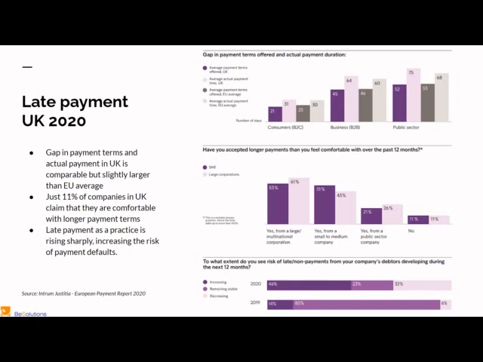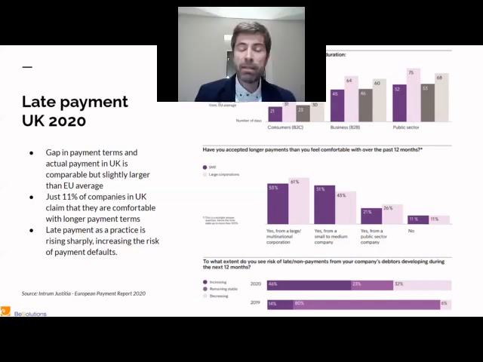In the middle graph, you see how many businesses had to accept a longer payment term than they feel comfortable with. Here again, the percentages are very high. Only 11% of the companies feel they were not threatened by late payment. The biggest pressure is coming from large multinational corporations, so the large multinationals are those who pay the worst. On the bottom, you see the answers to the question, how is your sentiment about late payment? You see a huge degradation of the situation in the last year, of course because of the COVID crisis. So late payment is a really huge problem at this moment.